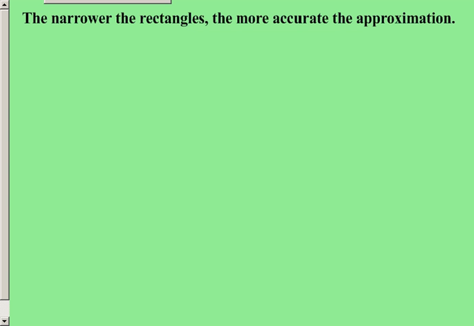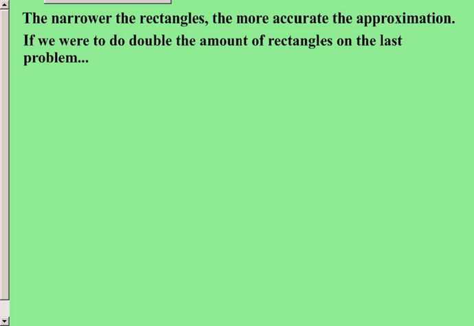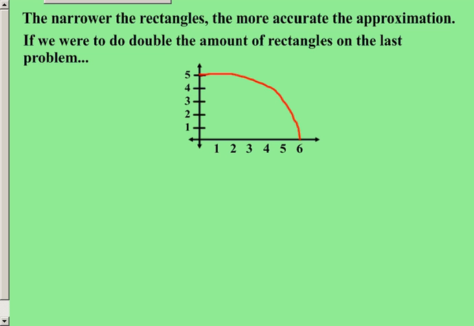Now, quite obviously, it is the width of the rectangles that is causing the margin of error to be as large as it is. So, stating the obvious, the narrower the rectangles, the more accurate the approximation will be. So let's say this time, instead of having 6 rectangles in order to define the various area underneath the curve, let's double the amount of rectangles.